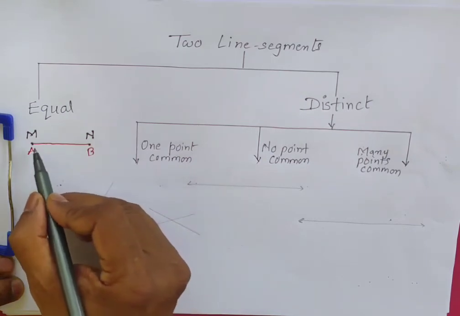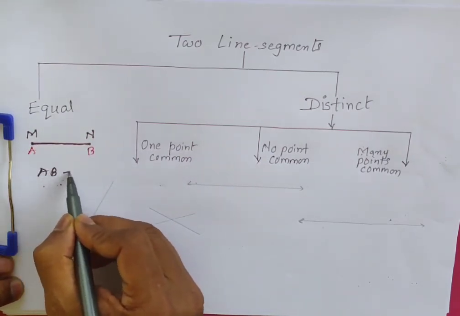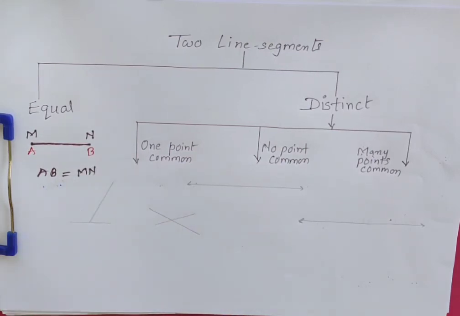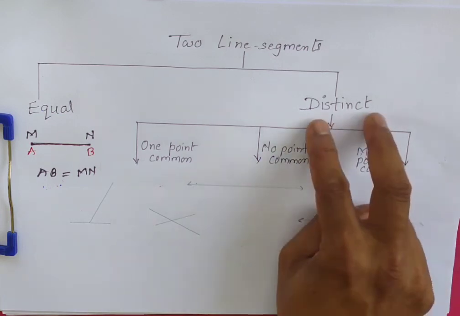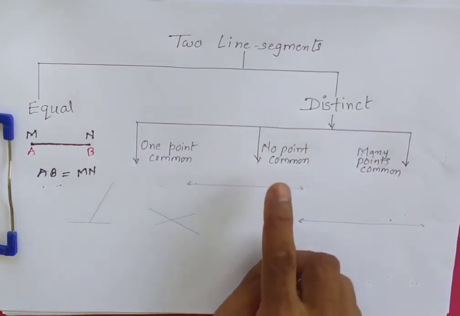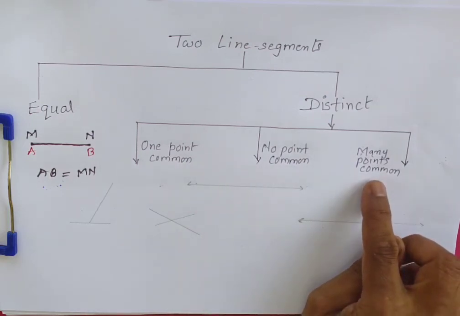B and N are also coinciding. So all the points are same. So here AB is equal to MN. The two line segments are equal because they are overlapping. Now when are they distinct? In three situations: if they have one point in common, if they have no point in common, and if they have many points in common.